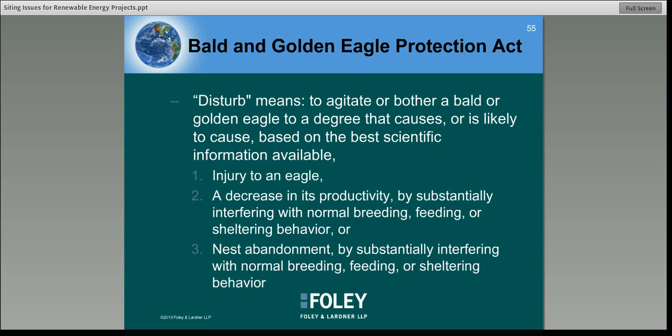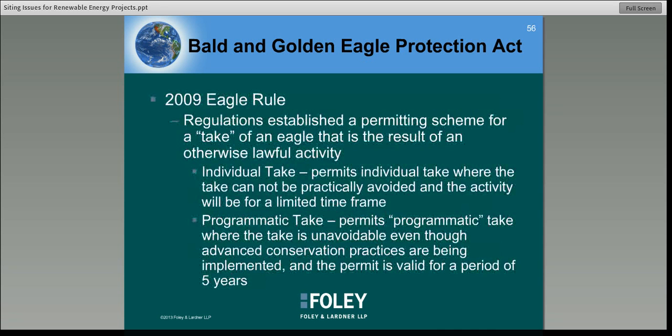Similar to the Endangered Species Act, BGEPA has a take prohibition that is statutorily defined. And the disturbance of an eagle is pretty broadly defined. It includes things like agitating or bothering a bald eagle, and it can also include injury to a bald eagle or a decrease in its productivity, in factors including nest abandonment or any substantial interference with breeding. So it's a pretty broad definition of disturb.